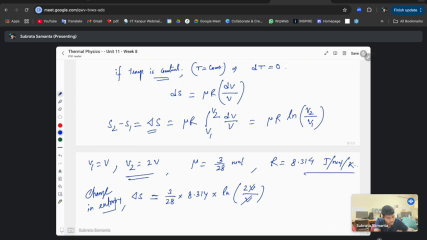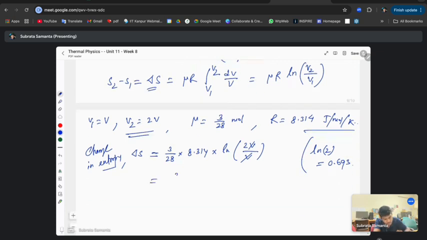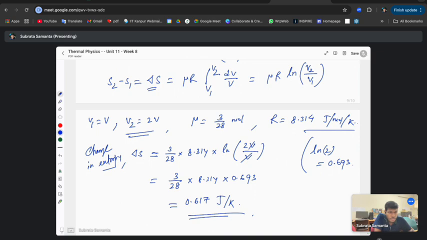So now what is the value of ln 2? ln 2 is 0.693, right? This becomes 3 over 28 times 8.314 times 0.693. So now you calculate this, and it becomes 0.617 joule per Kelvin.